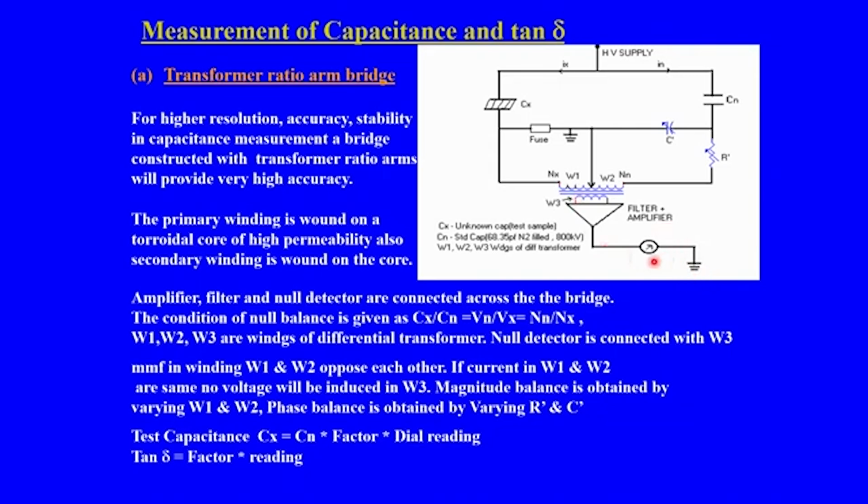The condition for the balance, that is the null balance, is simply given by Cx by Cn is equal to Vn by Vx, that is equal to Nn by Nx. So, Cx is nothing but the unknown capacitance of the test sample, Cn is the standard capacitance. Vn is the known voltage across that, Vx is the unknown voltage, then Nn is the winding of the transformer W2 and Nx is the winding side of W1.